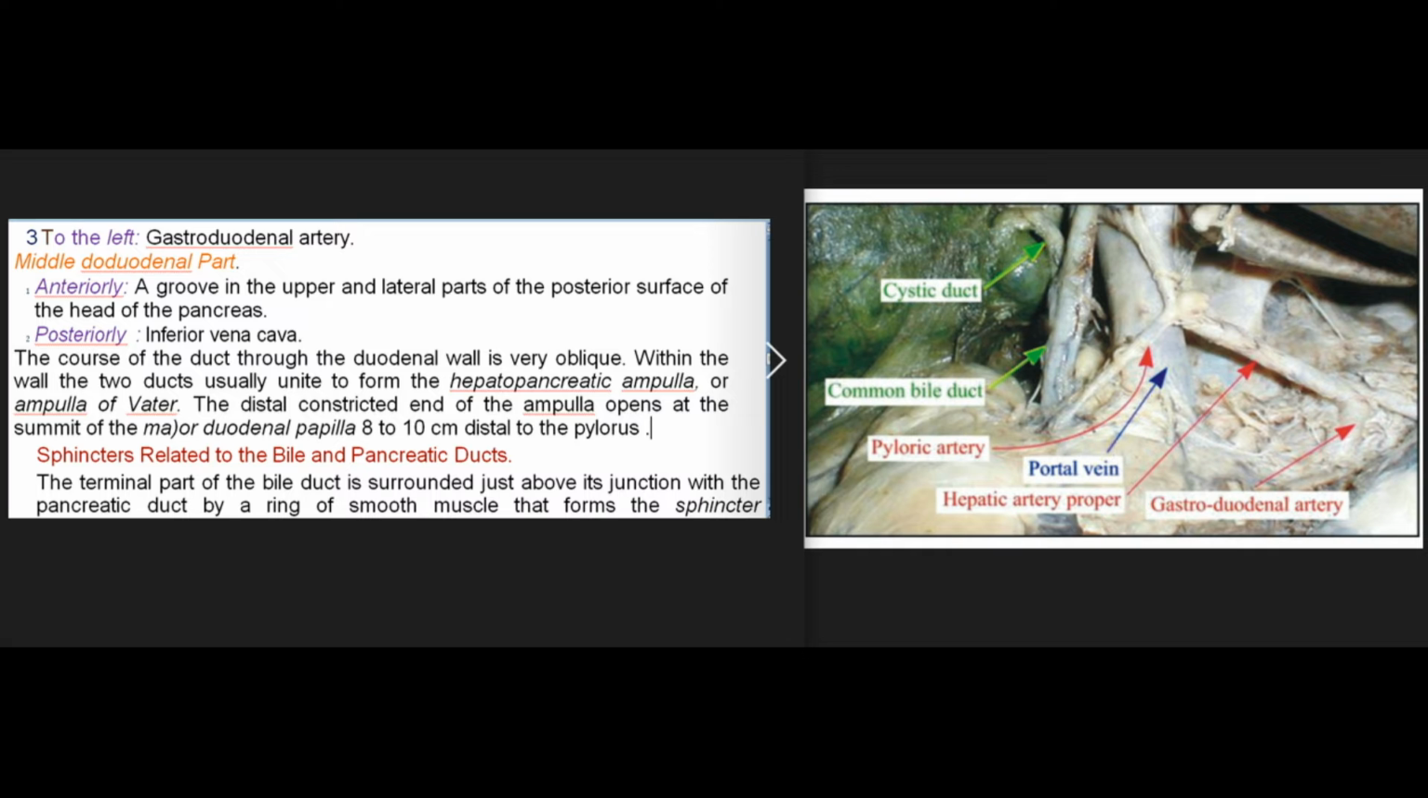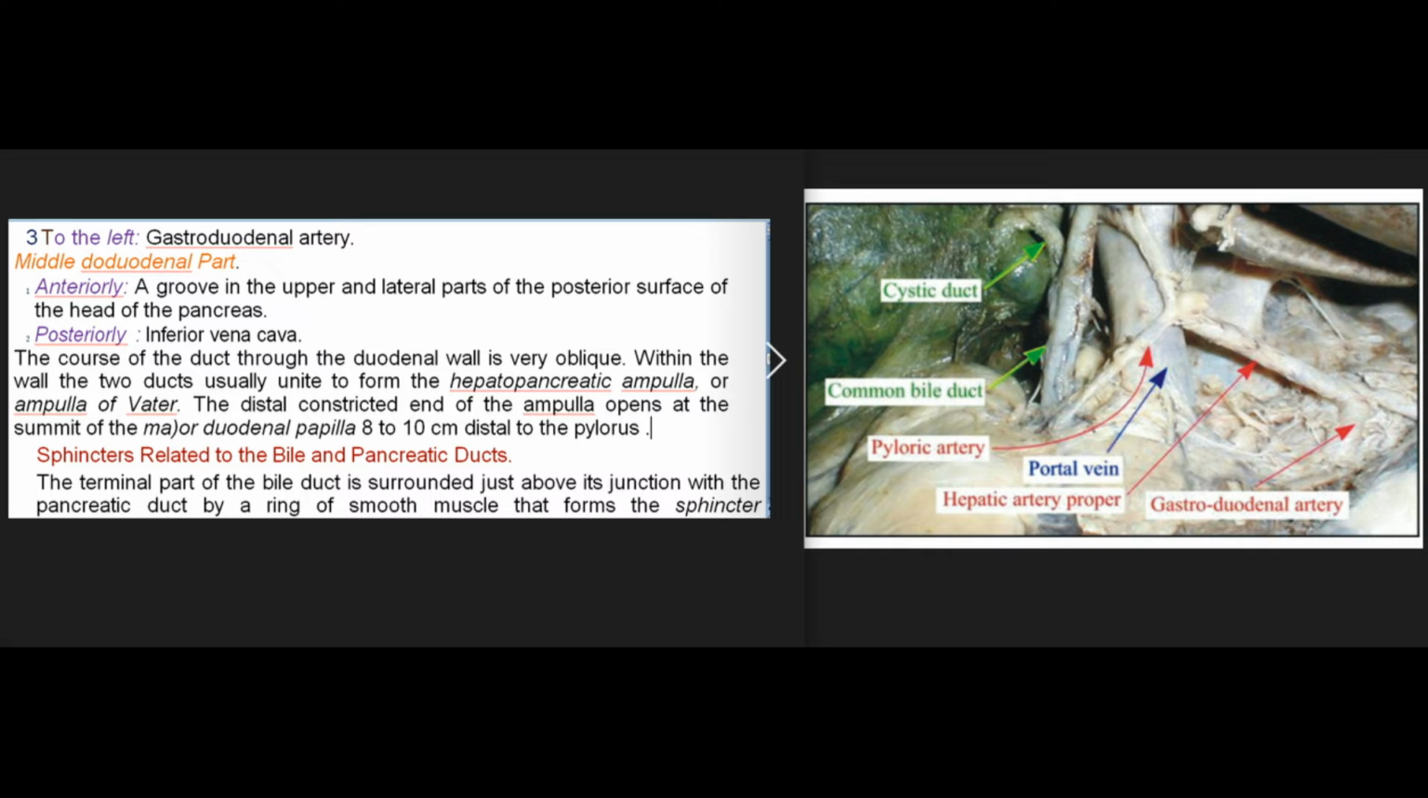The course of the duct through the duodenal wall is very oblique. Within the wall the 2 ducts usually unite to form the hepatopancreatic ampulla, or ampulla of Vater. The distal constricted end of the ampulla opens at the summit of the major duodenal papilla, 8 to 10 cm distal to the pylorus.